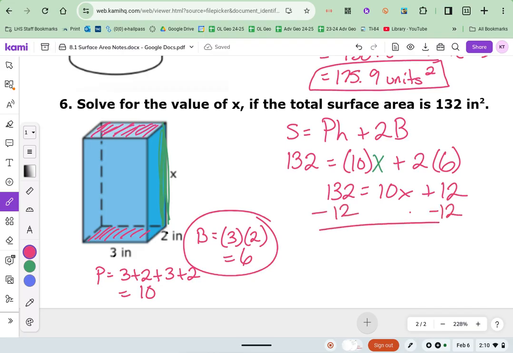Okay, so subtract 12 from both sides to get the x's by itself. So 120 equals 10x. Divide by 10 on both sides. So our height is 12.